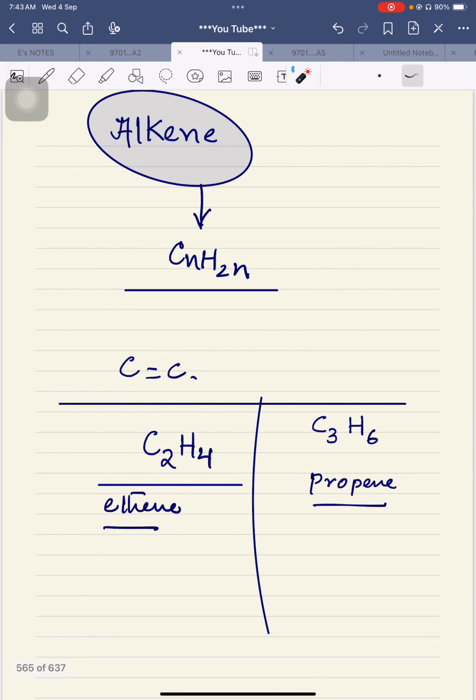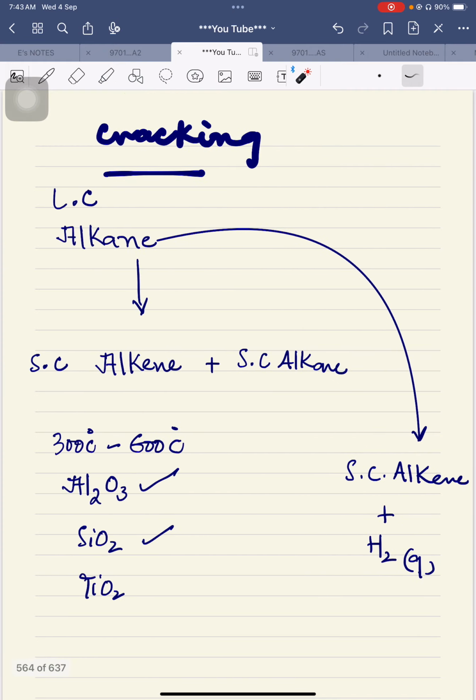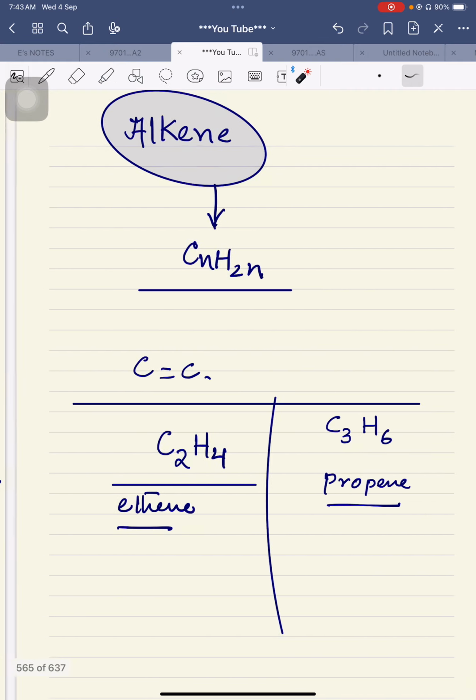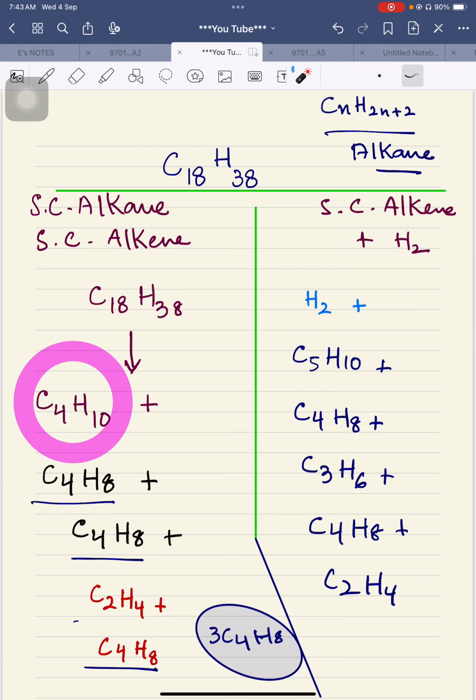And here we move to the basic concept of alkene. We should know what an alkene is, so that we may crack down a compound into alkene and alkane. Here the combination of C8H18 is going to give you a shorter chain alkane and a shorter chain alkene, along with the other combination, which is a shorter chain alkene and hydrogen. If alkene is produced, hydrogen will be produced.